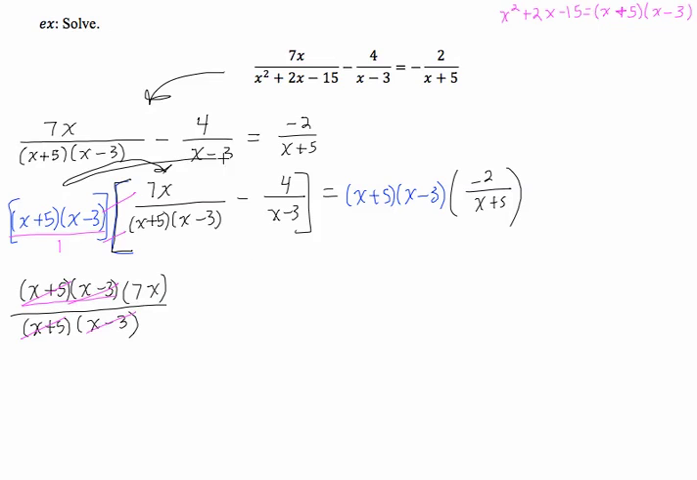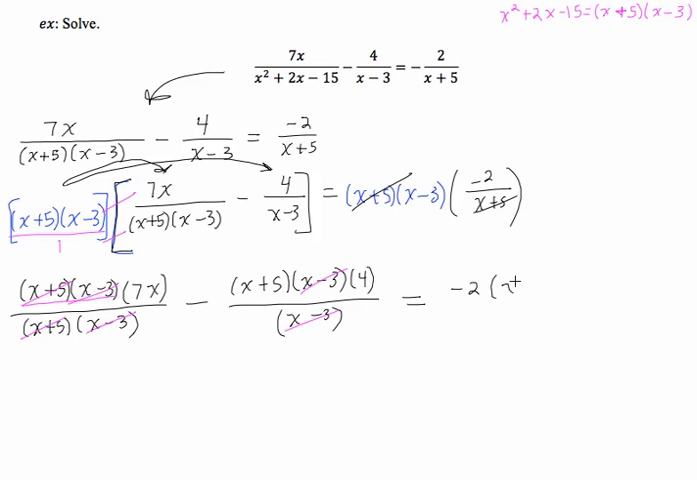Now we distribute it to the second fraction, 4 over x minus 3. So we have x plus 5 times x minus 3 times 4 all over x minus 3. So here the x minus 3's cancel. And on the right side, there's nothing to distribute, but we can go ahead and cancel those x plus 5's. And so we have it equals negative 2 times x minus 3. Whew, so we got rid of the fractions. Now let's rewrite it to make it prettier.